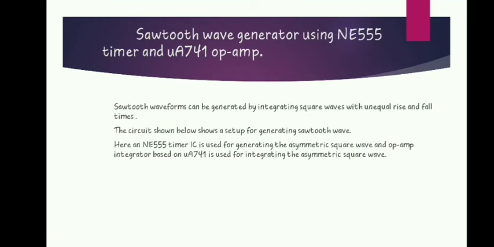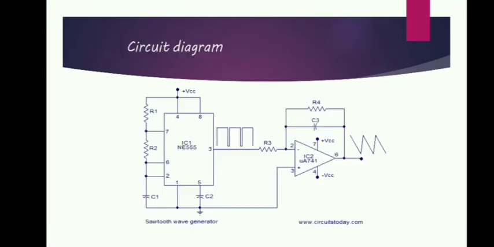Sawtooth wave generator using NE555 timer and UA741 op amp. Sawtooth waveform can be generated by integrating square waves with unequal rise and fall times, that is asymmetric square waves. The circuit we see here is used for generating sawtooth waves.